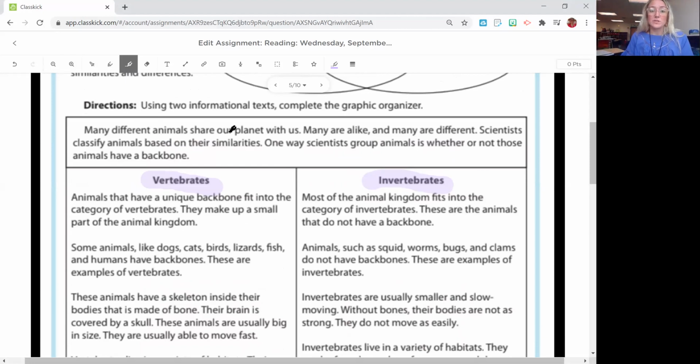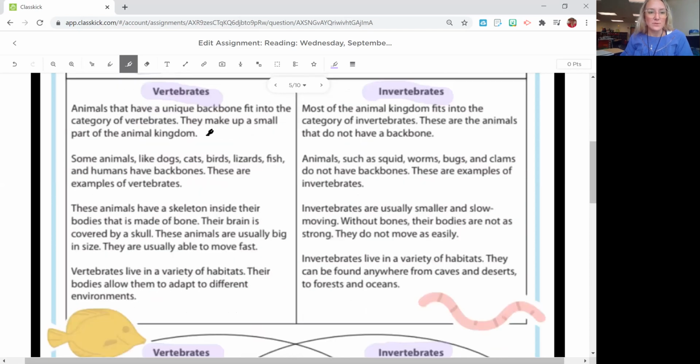Many different animals share our planet with us. Many are alike and many are different. Scientists classify animals based on their similarities. One way scientists group animals is whether or not those animals have a backbone. So that's like on the back of your spine. If they have a backbone. Some animals do, some animals don't.